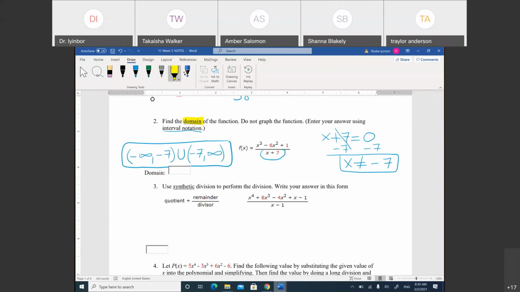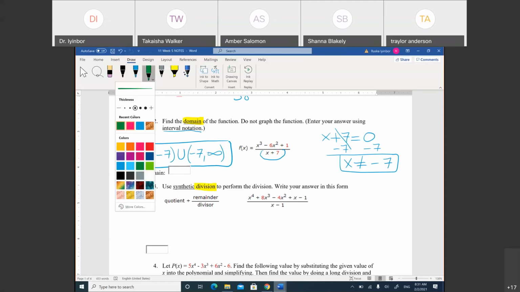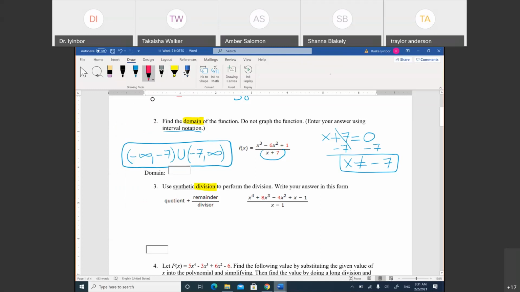Everybody good? Okay, so the next one is use synthetic division. So here we're going to talk about division of polynomials. Fraction means division, right? Remember that? Fraction means division. So what they're asking here is to divide this x^4 + 8x^3 - 4x^2 + x - 1. You're going to divide it by x + 1, x - 1, right? Sorry, x - 1, not plus 1. So we have to divide.